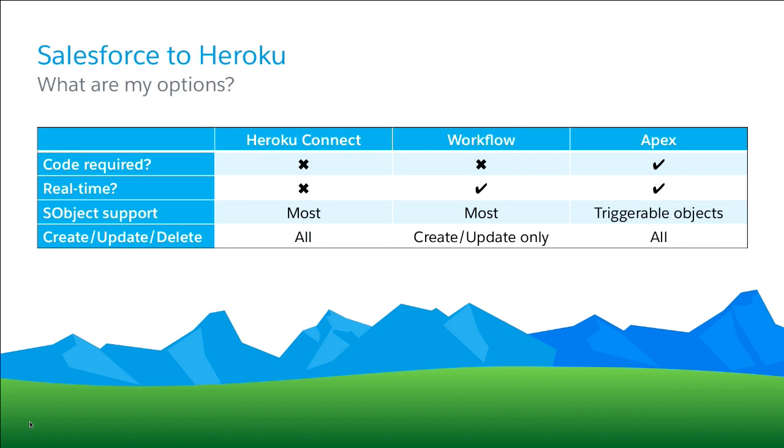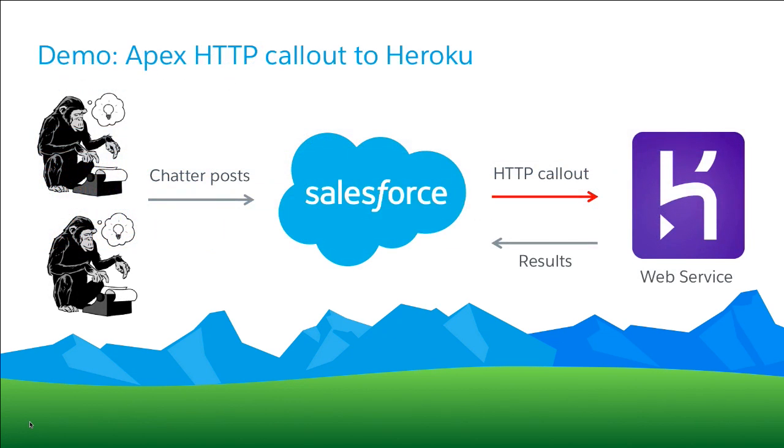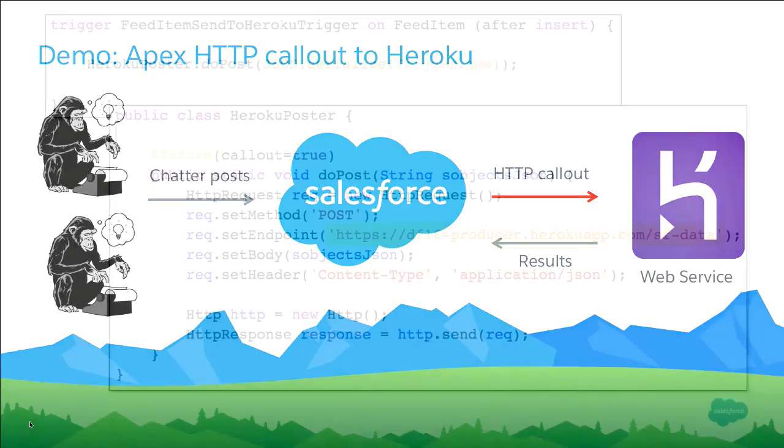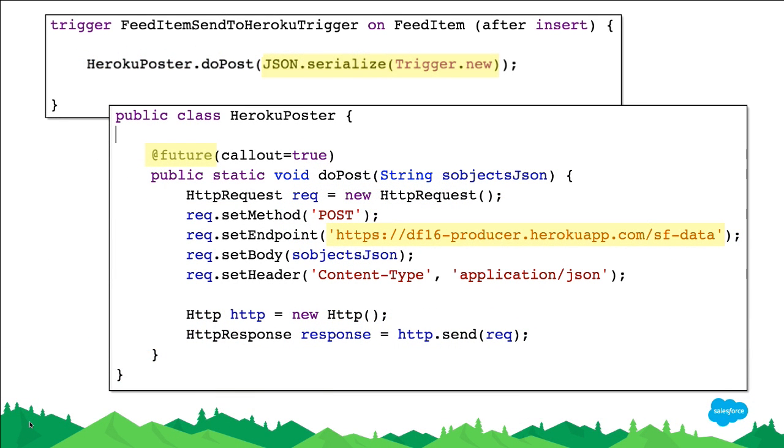Looking at our table again, because we want real-time support, we can't use Heroku Connect. We've got to use either Workflow or Apex. In this demo, because we care about Chatter data, it turns out that in Workflow, Chatter comments aren't supported. So we're forced, in this case, to use Apex. So that's what we're going to do. We are going to write some Apex triggers that do the HTTP callout into Heroku. So let's take a look at what that looks like.